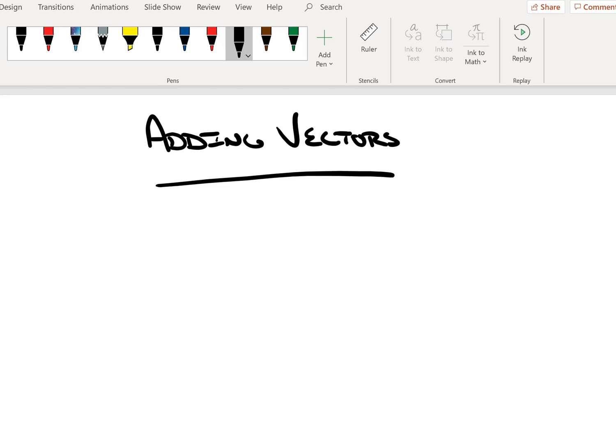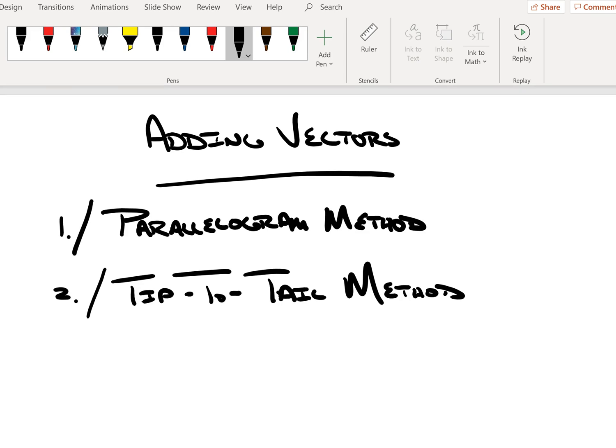In this video and in the next video, we're going to talk about adding vectors. And adding vectors can be accomplished by several different methods. The introductory methods that most physics classes deal with are the graphical methods of adding vectors. And these do have some benefits, but they also have some drawbacks, and we'll discuss that at the end of this video.